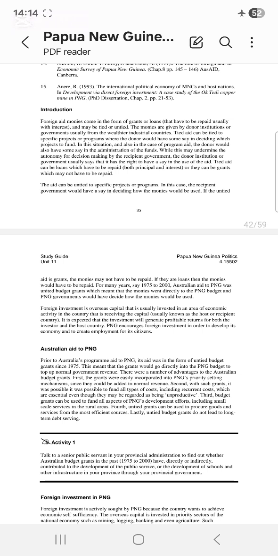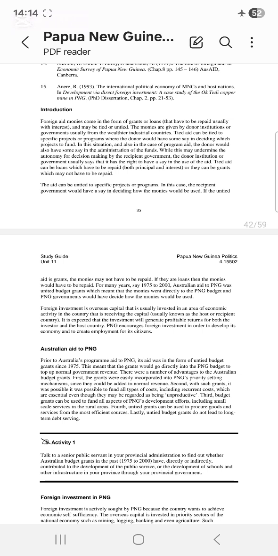I don't think there is any example. Oh, okay. So, second paragraph of the introduction, second sentence. I'll read. If the untied aid is grants, the monies may not have been repaid. All right, untied aid, okay, monies not have been repaid. If they are loans, then the monies would have to be repaid.